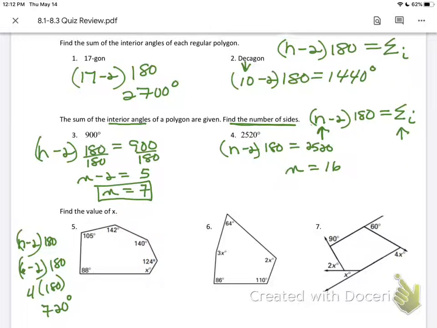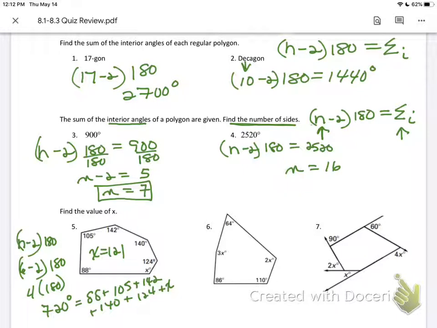So that's part 1 of the problem. Now I know that 720 has to equal 88 plus 105 plus 142 plus 140 plus 124 plus x. And when you solve for x, you should be getting 121.